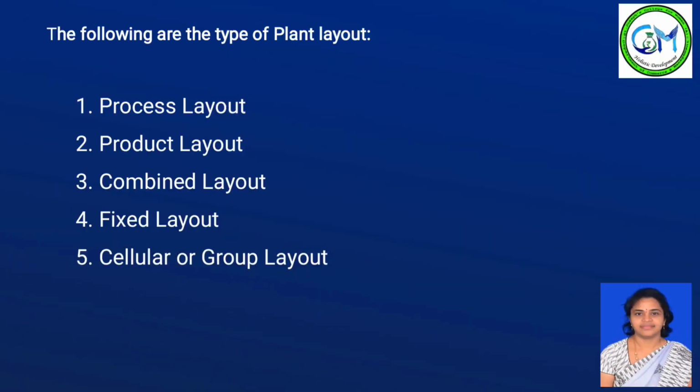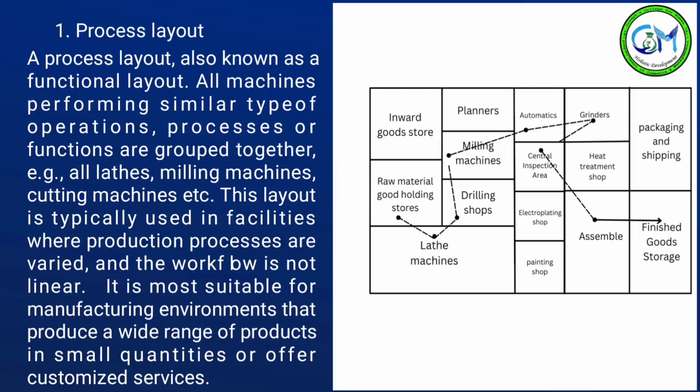There are different types of plant layouts. One is process layout, second is product layout, third is combined layout, fourth is fixed layout, and the last one is cellular or group layout. These are all the different types of layouts. First type of layout is process layout.